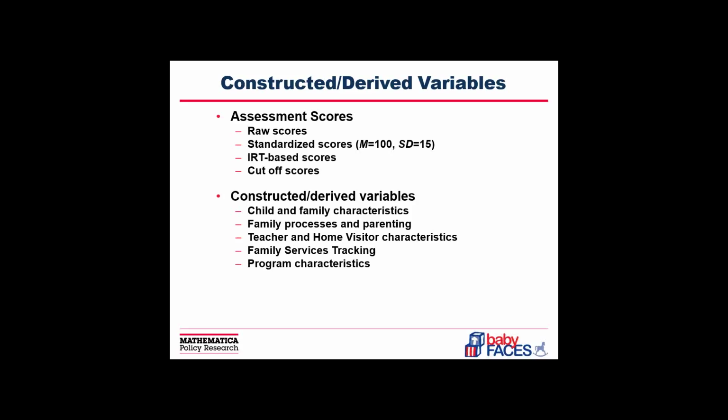Assessment scores were created for the child assessment cognitive and social measures, as well as for height, weight, and body mass index. Child assessment scores in Baby FACES include raw, standardized, or IRT-based scores. Raw scores refer to counts, averages, or the like of the individual items that the child completed. They are indicators of absolute rather than relative performance. In contrast, standardized scores allow for comparisons of an individual's performance relative to others of the same age. Standard scores have a mean of 100 and a standard deviation of 15.